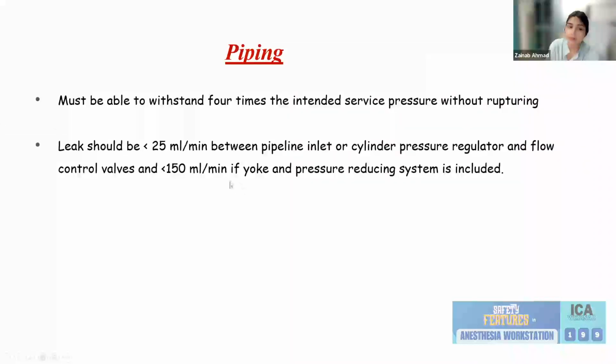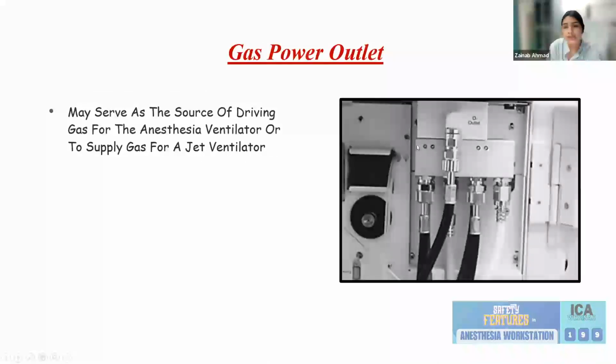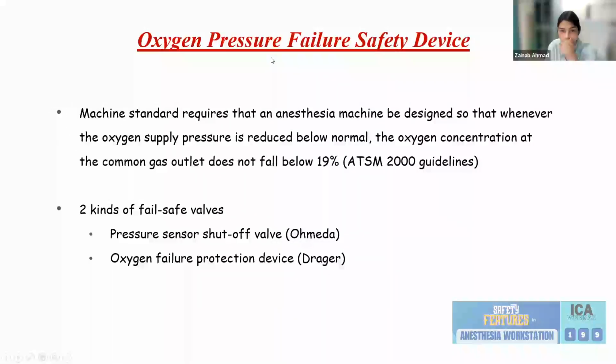So it should be 4 times strong enough to withstand the pressure. And the leak should be less than 25 ml per minute between the pipeline inlet or cylinder pressure regulator and the flow control valves. And if you're including the yoke and pressure reducing system, the leak should not be more than 150 milliliters. This is the gas power outlet at the back of the machine. You must have seen something black and a nipple. It serves as a source of driving gas for the anesthesia ventilator or to supply gas for a jet ventilator.